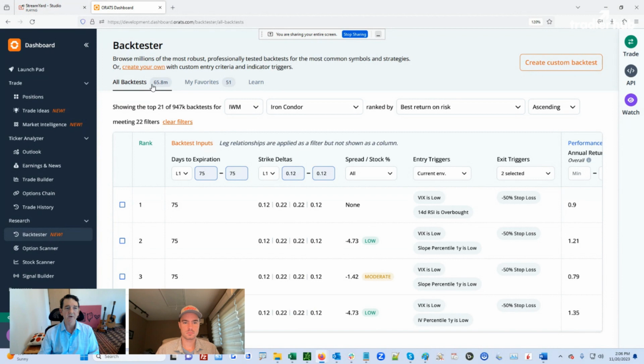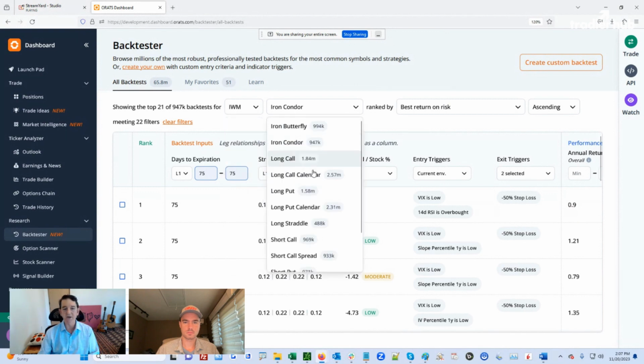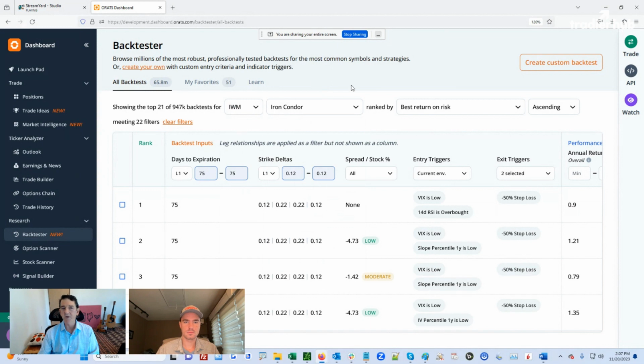As you can see, we have 65.8 million backtests at your fingertips here. I happen to be on IWM, Iron Condor, but there's a lot of other symbols here, and there's a lot of other strategies that you could check out. So if you know a symbol and a strategy, this is a good place to come. And the third way, yeah, go ahead, John.